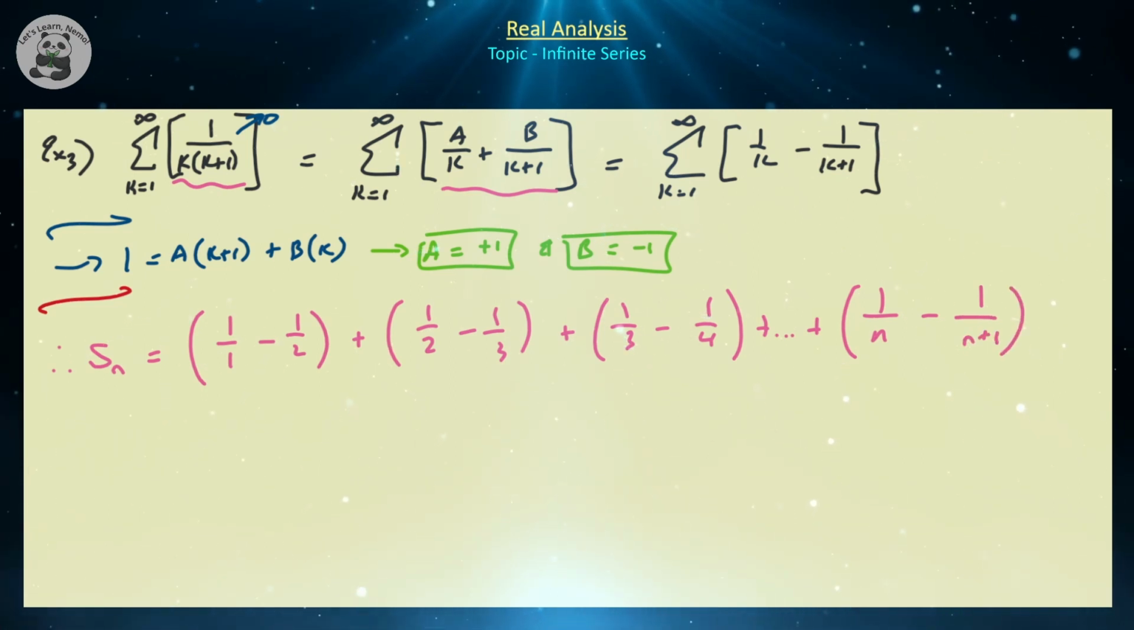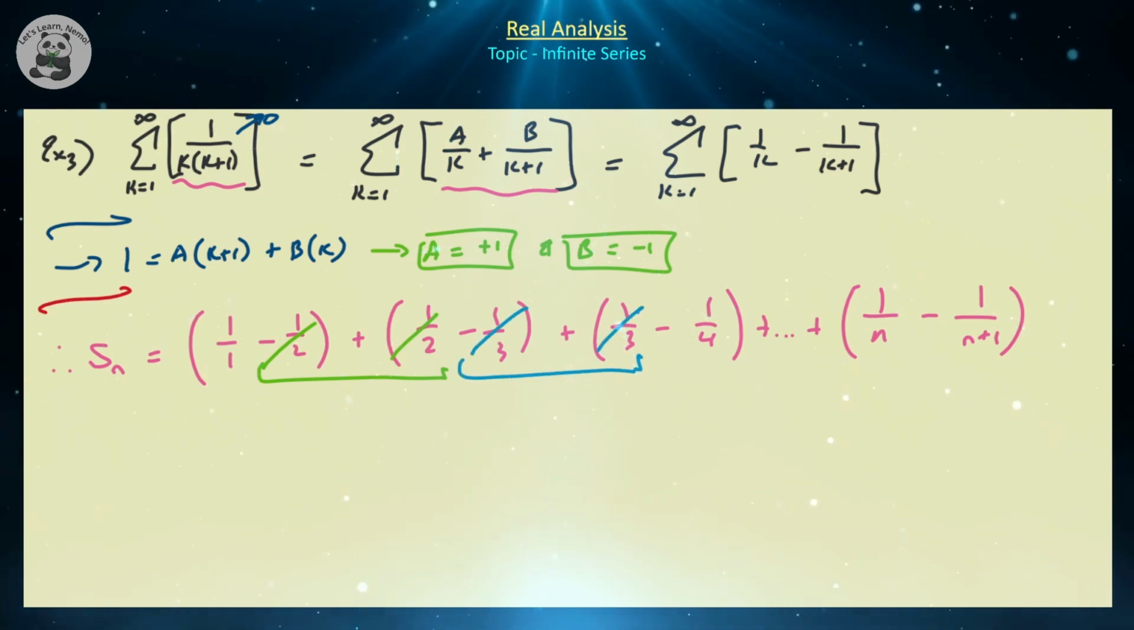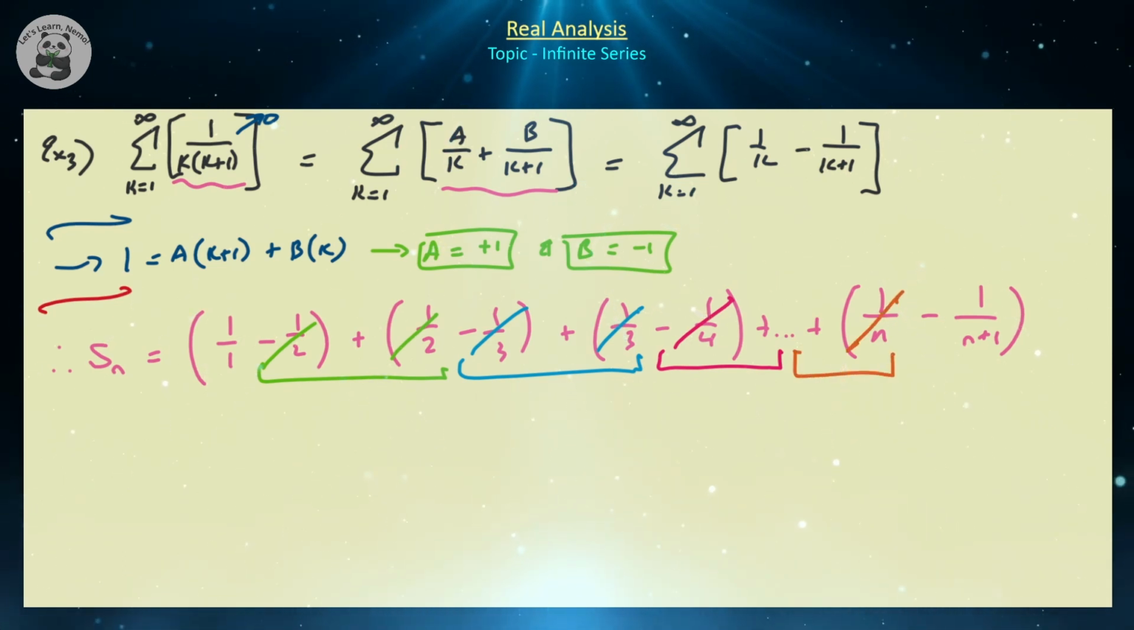So if you look here, notice that minus 1/2 and 1/2 are opposite signs, so they will cancel out. If you look at the next two terms, we have minus 1/3 and 1/3, they're going to cancel out. The next terms are minus 1/4 and 1/4, they're going to cancel out. And eventually, if we continue this pattern, 1 over n is going to cancel out with the term that comes before it. So we're just going to be left with the very first term in the first pair and the very last term in the last pair. So we can clearly see that the partial sum is equal to 1 minus 1 over n plus 1.